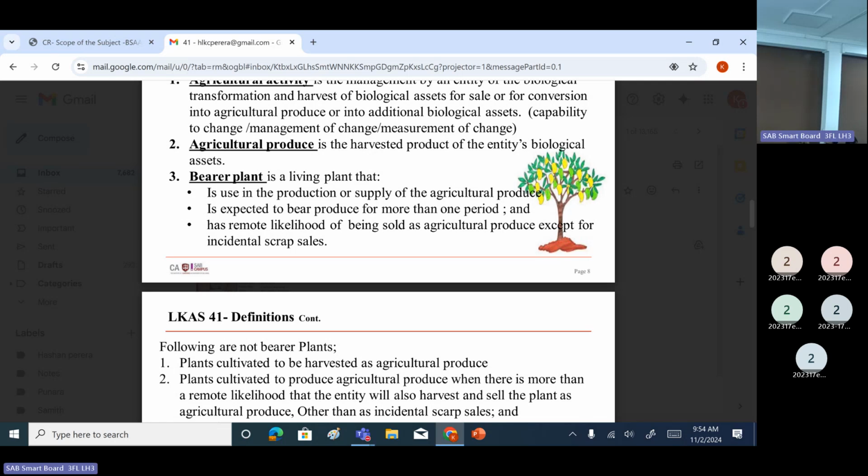So at the end of the lifespan of a mango tree, you are selling the bearer plant for firewood. That's okay. That's a scrap value. Other than that, the plant can't be sold as agricultural produce. That's the meaning of that one, right? You need to read carefully. That's why I told you, you are dealing with the standard, not like what you think, right?